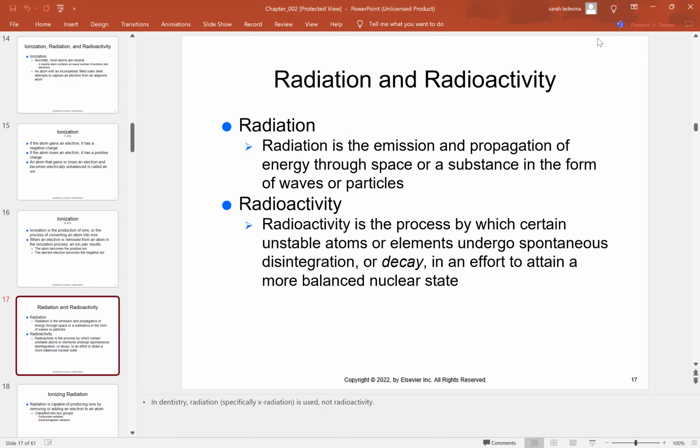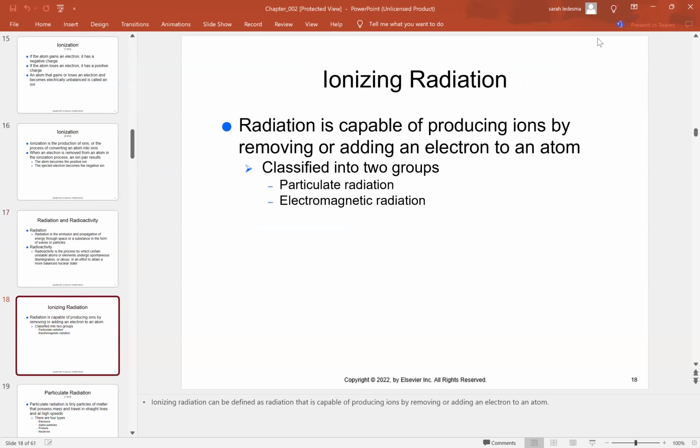Radiation and radioactivity. Radiation is the emission and propagation of energy through space or a substance in the form of waves or particles. Radioactivity is the process by which certain unstable atoms or elements undergo spontaneous disintegration or decay in an effort to attain a more balanced nuclear state. Radiation is capable of producing ions by removing or adding an electron to an atom.